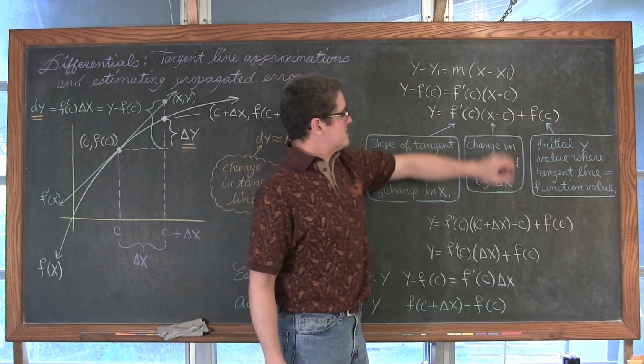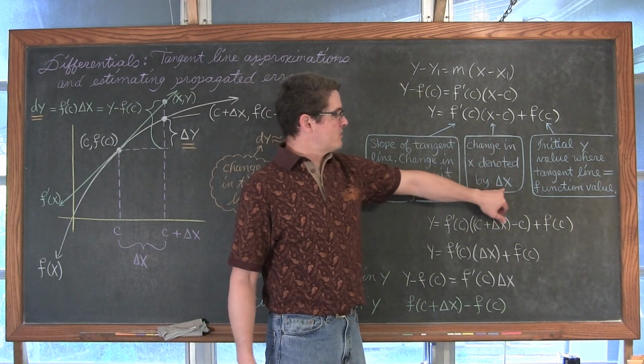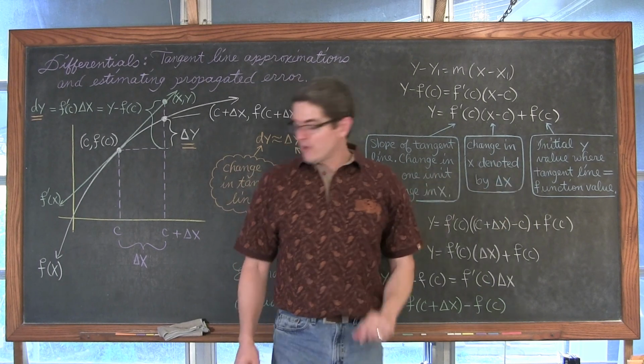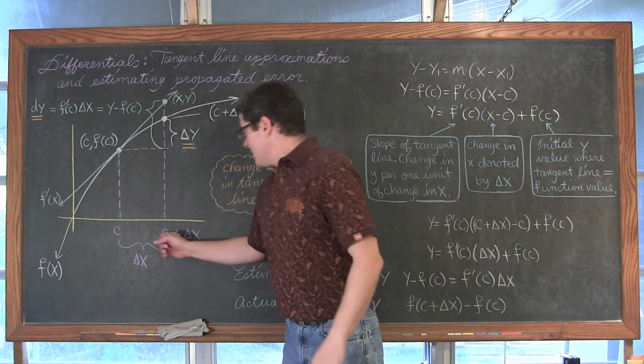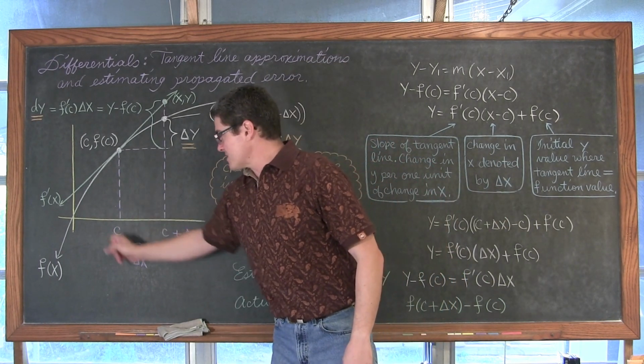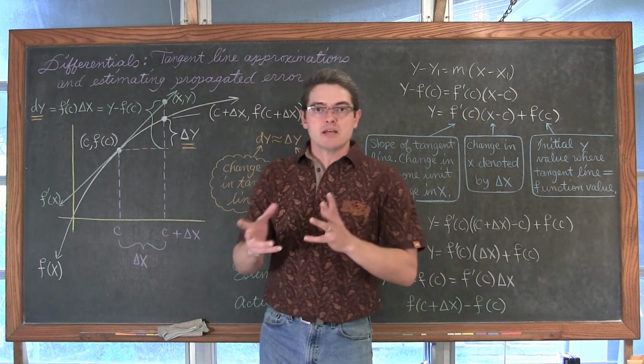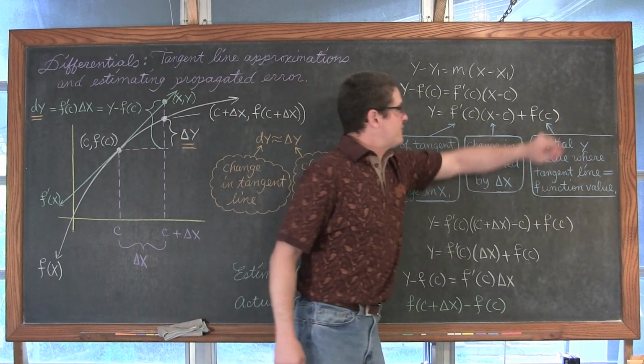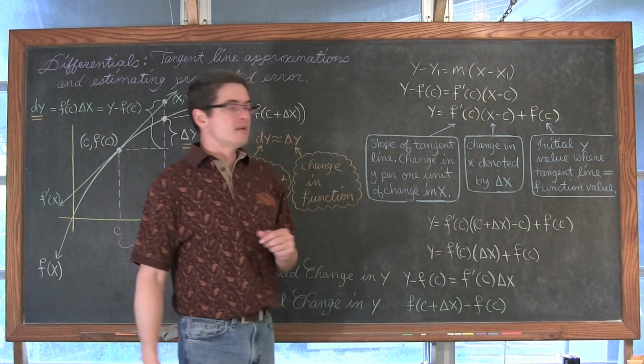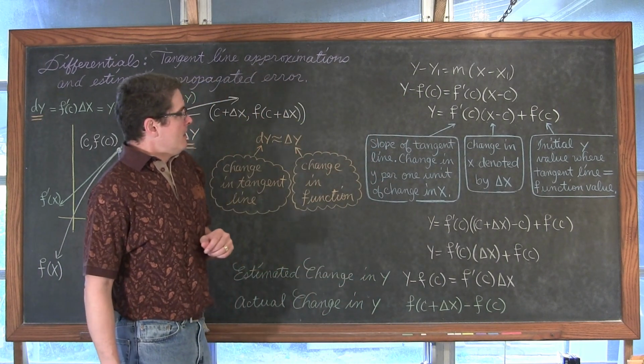We have x minus c, which is going to be the change in x denoted by delta x. Oh, by the way, if we take c plus delta x and we subtract c, we get delta x, that is that change in x, plus f of c, or initial y value, where the tangent line is equal to the function value.